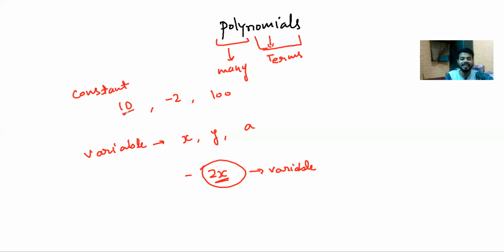So if any number is given, it is a constant. If any alphabet is given, it is a variable. But if any number is given with the variable or with an alphabet, it becomes a variable. For example, 2 plus x, this is also a variable. Okay, now students, we have understood what are constants and what are variables. So now we are going to study about the coefficient.